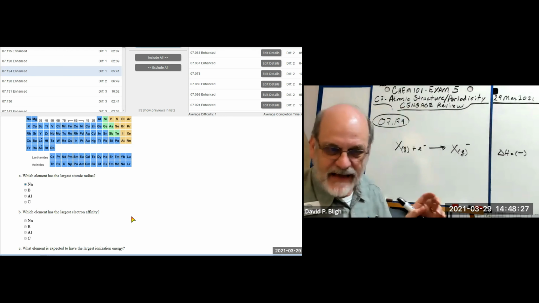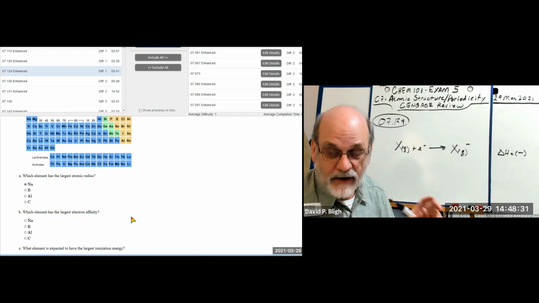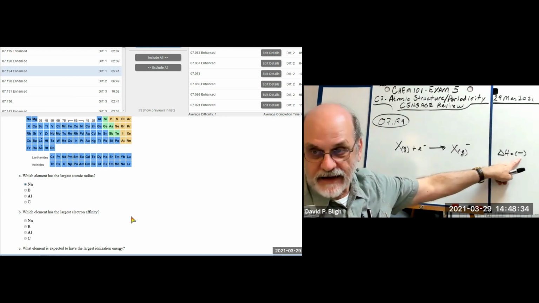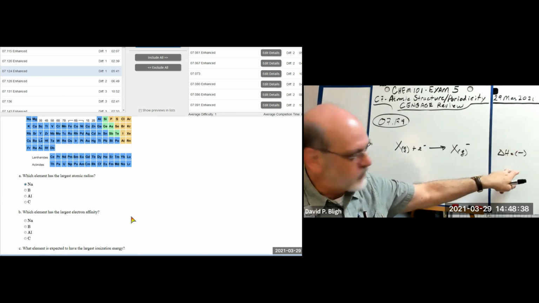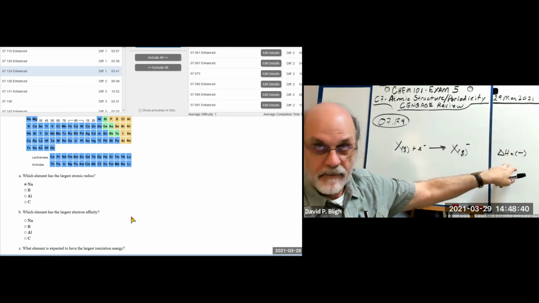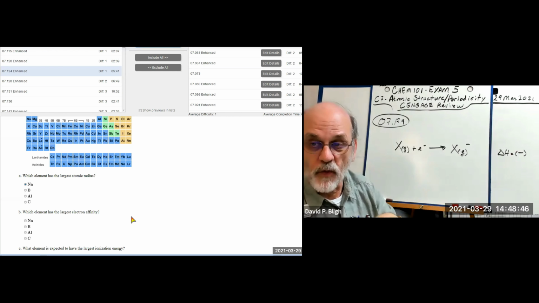Okay, so when they say which one has the largest electron affinity, my question is, are they taking that negative sign into account? They should be. The larger value would be more positive, which means you want the one with the least electron affinity.